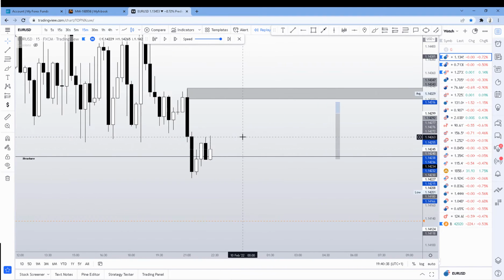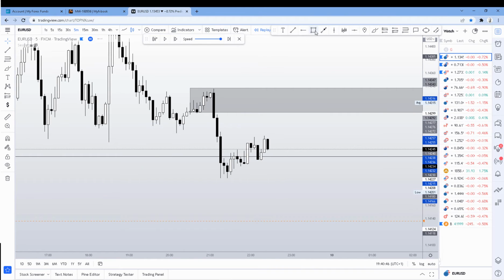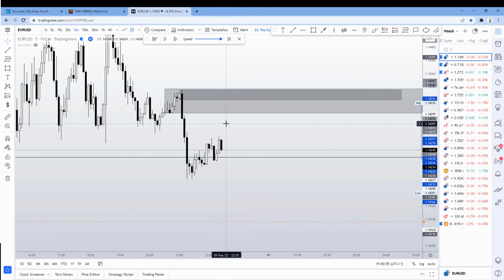On the 15-minute chart we have this whole area. So I will leave it to this whole area on this occasion, but I will have in mind that price might come to the top of this range over here. So these are my 5-minute and 15-minute order blocks.